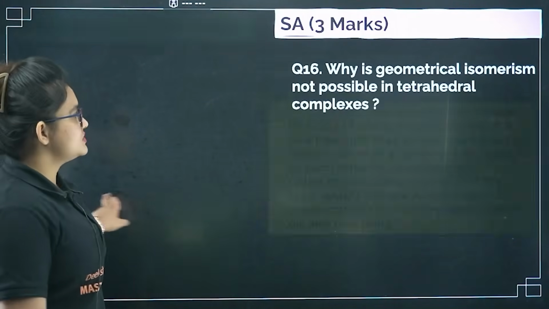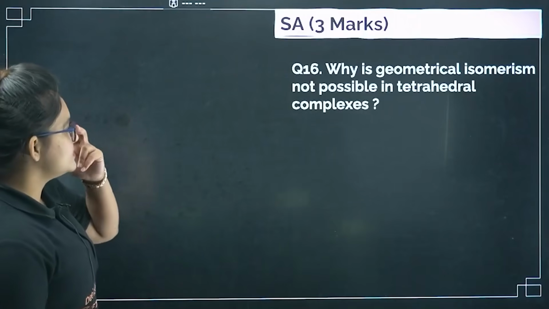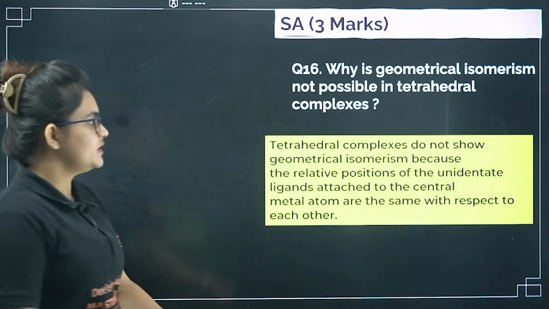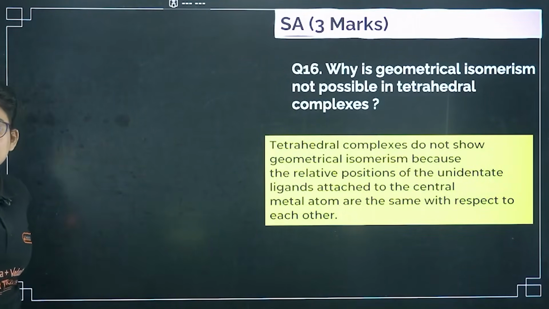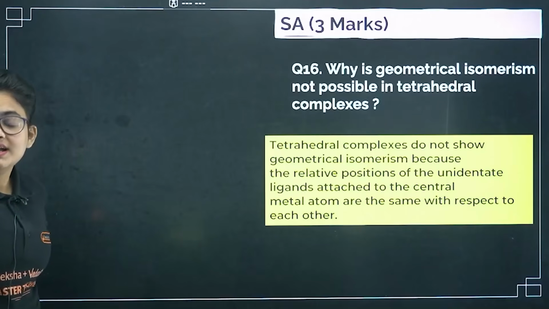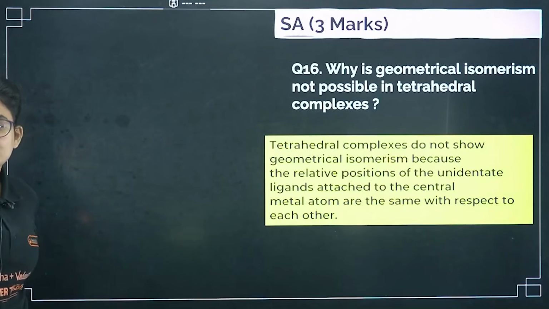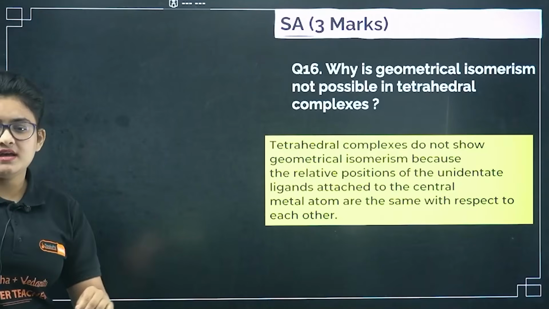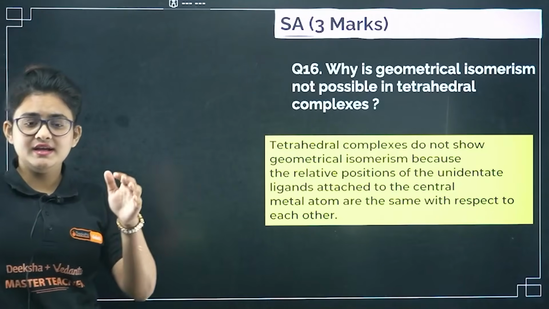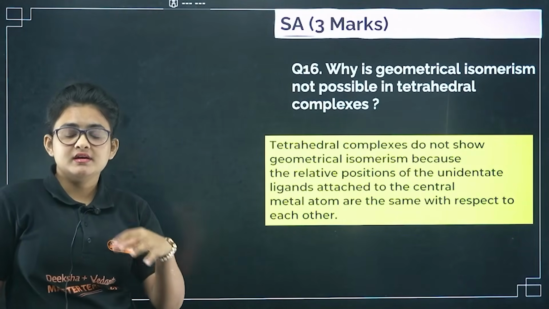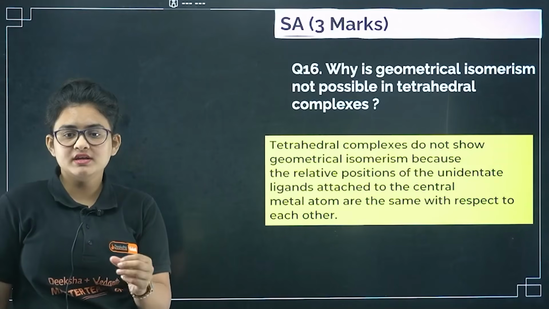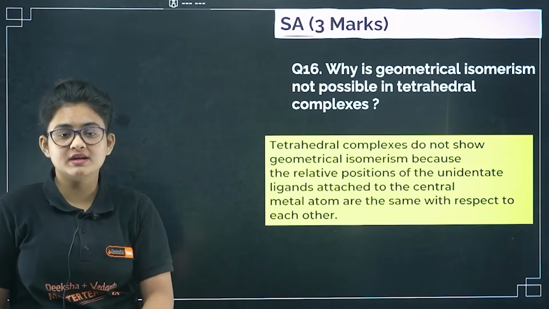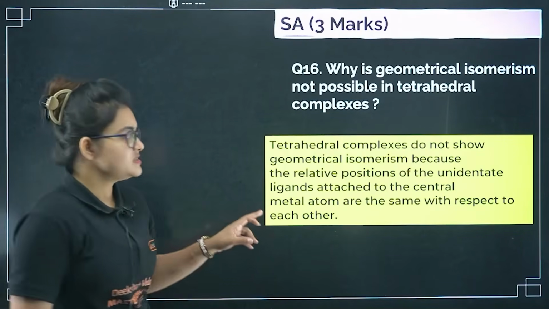Okay, let's proceed further. Why is geometrical isomerism not possible in tetrahedral complexes? Because of the relative positions of the unidentate ligands, the way they are attached to the metal in a 3D geometry, it will not show any kind of geometrical arrangement. Okay, I guess it's okay.